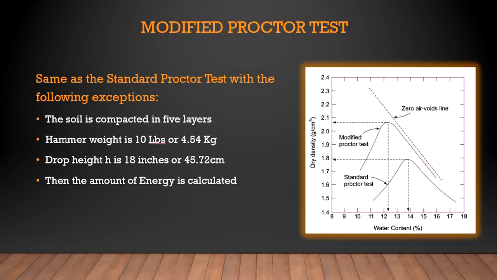So the mold is filled in 5 layers in the modified Proctor test, each layer being compacted with 25 blows. But in the standard Proctor test, as we have discussed, the mold is filled in 3 layers with 25 blows of compaction. The compactive energy delivered is of the order of 2726 Newton meter per 1000 cubic centimeter of soil, which is about 4.5 times that of the standard Proctor test.